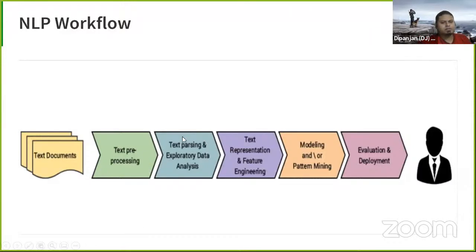Then we would need to do some level of parsing or exploratory data analysis. Again, this is an optional step. This is where we may want to explore how the documents are structured, and parse through to extract the key entities from them, and so on. The next one is probably one of the most important steps in the workflow, where we are trying to represent the text and build some feature vectors out of the text data.